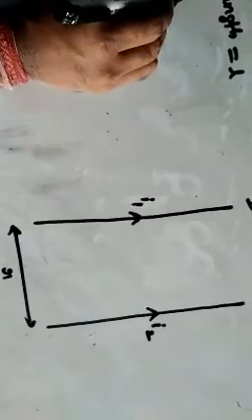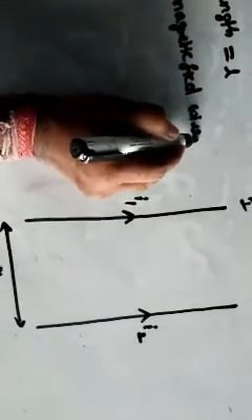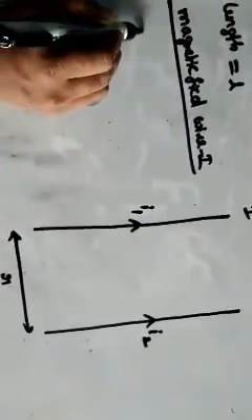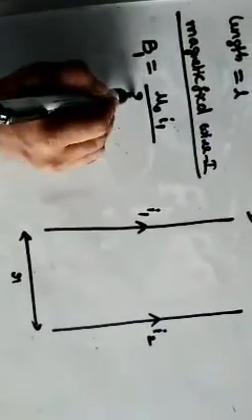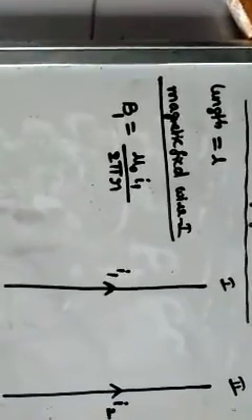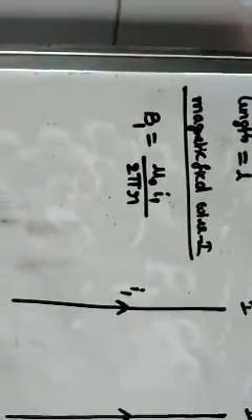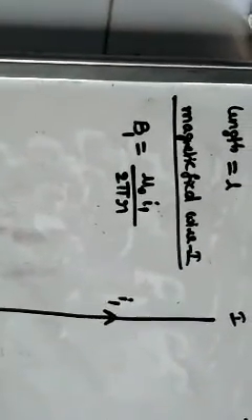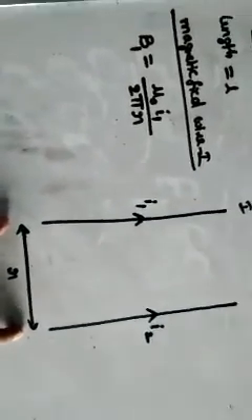Slowly you can see the magnetic field due to wire 1. What is the magnetic field due to wire 1? B1 is equal to mu 0 I1 by 2 pi r. Previously I explained Ampere's law, you can see the derivation for the magnetic field due to an infinite long straight conductor. This formula you have to remember. I told you already, this is important. B is equal to mu 0 I1 by 2 pi r. This is the formula, and this magnetic field is extending up to the distance r.